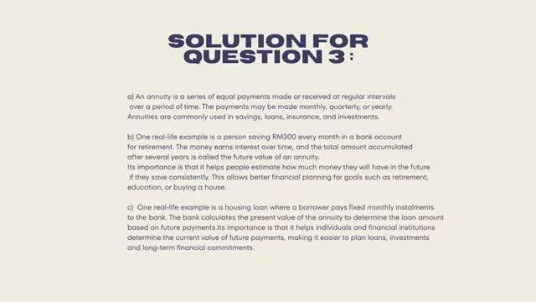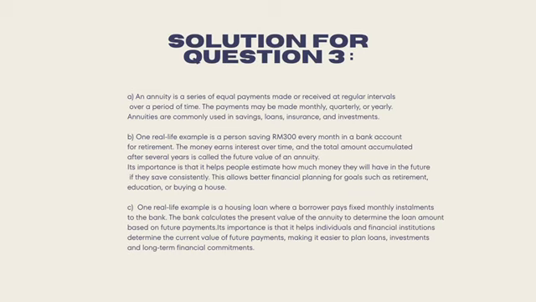Solution for question 3. An annuity is a series of equal payments made or received at regular intervals over a period of time. The payments may be made monthly, quarterly, or yearly. Annuities are commonly used in savings, loans, insurance, and investments. B. One real-life example is a person saving 300 every month in a bank account for retirement. The money earns interest over time, and the total amount accumulated after several years is called the future value of an annuity. Its importance is that it helps people estimate how much money they will have in the future if they save consistently. This allows better financial planning for goals such as retirement, education, or buying a house.